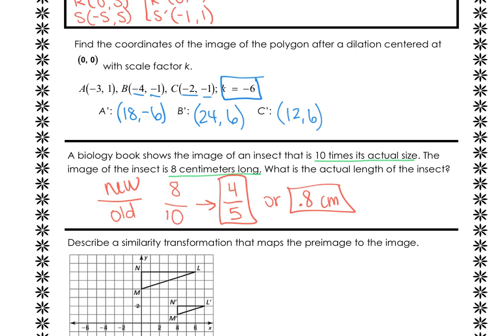For these kinds of questions, you always want to go back and check just to make sure you have the correct answer or that your answer makes sense. In this example, you're looking at a picture of an insect that's a lot bigger than what it is in real life. So if in the book it's 8 centimeters long, in real life our number should be smaller than that. So looking at our answer, 0.8 is smaller than 8, so that checks out.